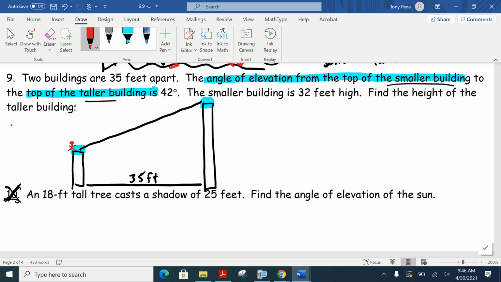Well, if you're not looking up and you're looking straight out, this is your horizontal. This is you looking straight out. So the angle of elevation is still this right here, from you looking straight out to you looking up to wherever you're looking up. So it is that angle that we're going to assign the degree measure of 42 degrees.